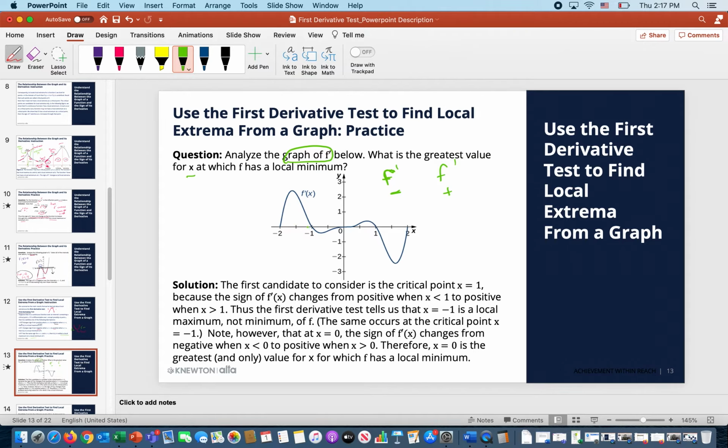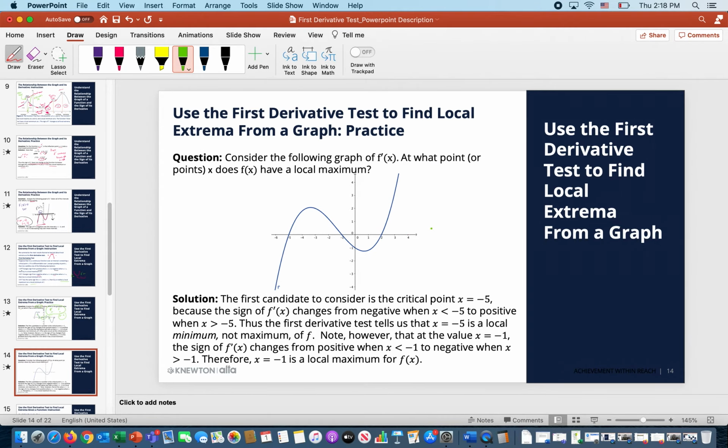Well, at -1, this goes from positive to negative, so we're going to throw that out. At 0, it goes from negative to positive. We want to think about that one, right? Here we go from positive to negative, we throw that out. So it turns out x equals 0 is the biggest x value and the only x value where we have a local min. If you forgot, remember local mins are indicated where we have a change from negative to positive.